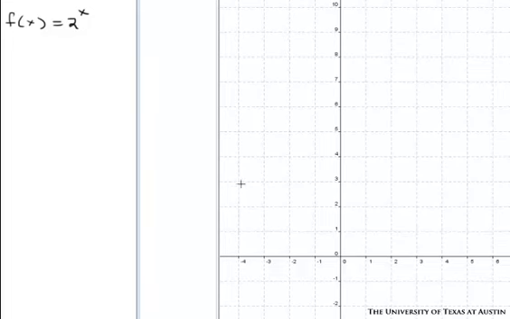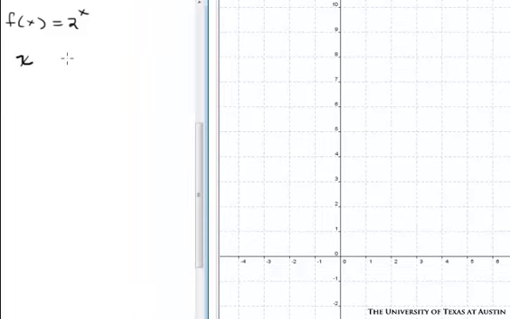Let's explore the graph of an exponential function. Let's start with f of x equals 2 to the x. In order to graph this, let's go ahead and start plotting some points, see if we get a general trend. So let's make a chart over here, x and our f of x. See what happens for different values of x.